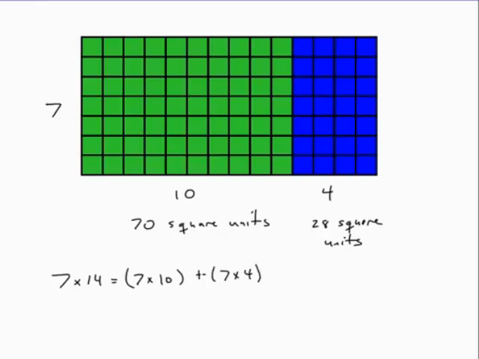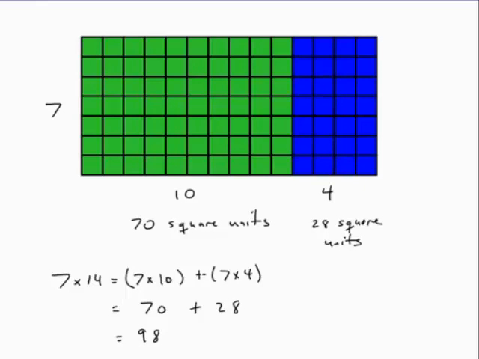And from here they can do the arithmetic. 7 times 10 is 70, and 7 times 4 is 28. When we add these together, we get 98. It should also be noted that students can break down these figures into whatever shapes are convenient for them, based on whatever patterns they see.